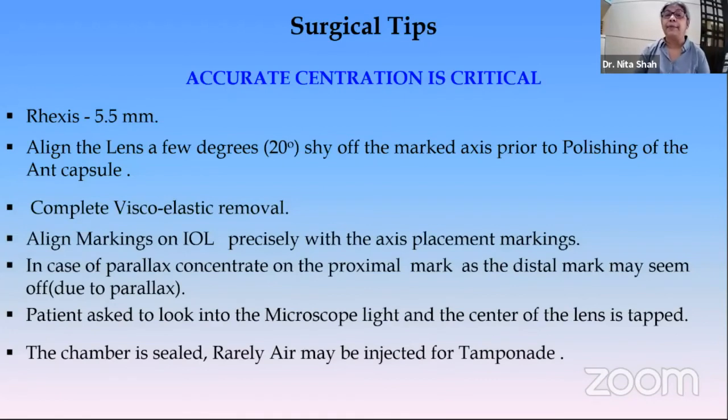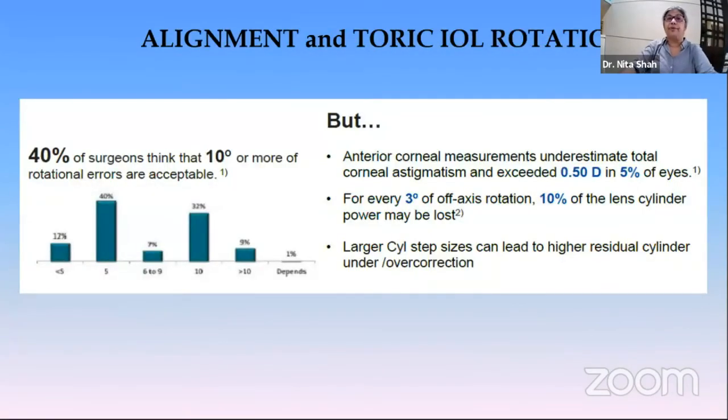And then the alignment is done along with the rotation of the lens, concentrating on the parallax, which is proximal in case an imaging system is not being used, tapping the lens in the center at the air, sealing the chamber very tight because most of the rotations are in the immediate postoperative field.